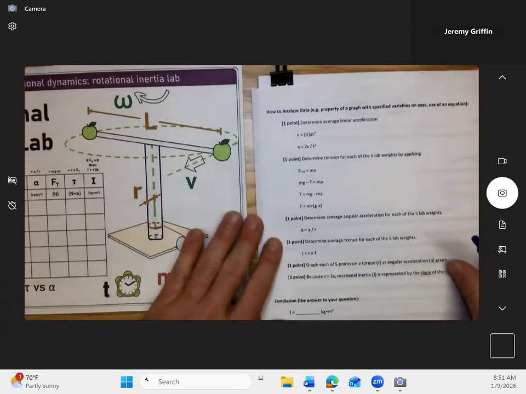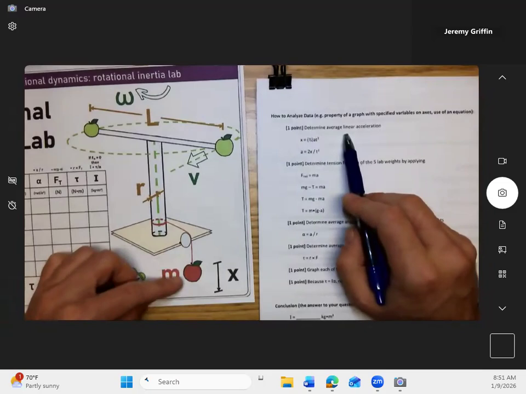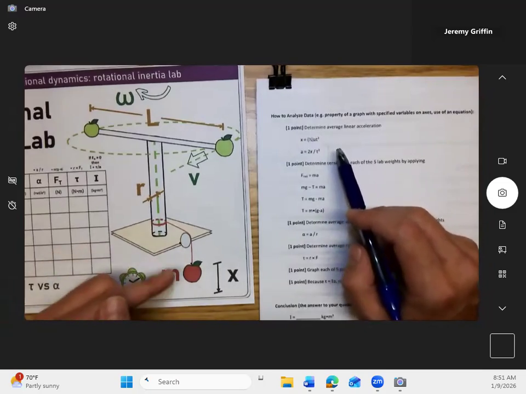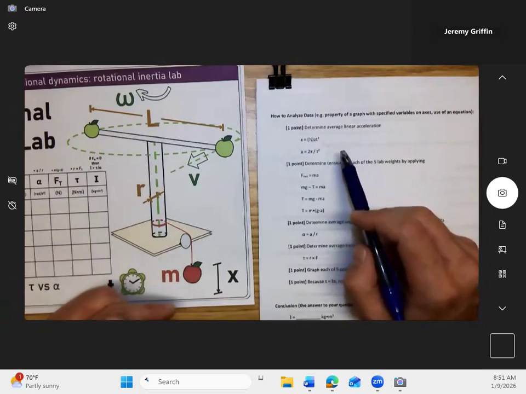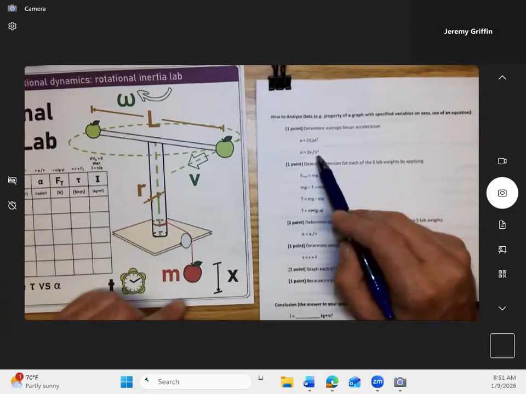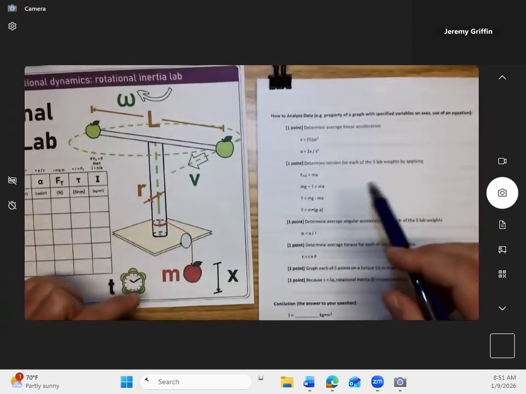Okay, so how to analyze the data. Determine the average linear acceleration of the falling weight. Remember, we took that first kinematic formula, h equals 1/2 a t squared, rearranged it and solved for a. So a equals 2 times the fall distance over the fall time squared. We did that for each trial.